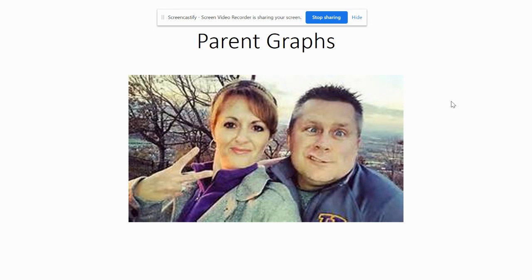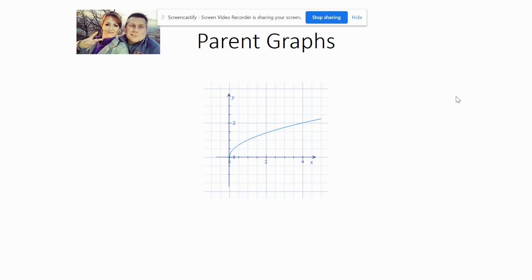Parent graphs. I know we've seen this picture before, but those are not my parents. But our parents, we love our parents, but they can sometimes make us feel a little silly like that. But here's what we're talking about.